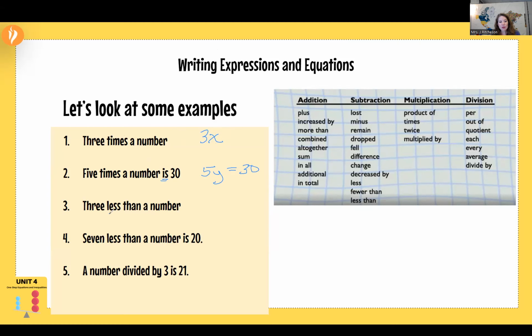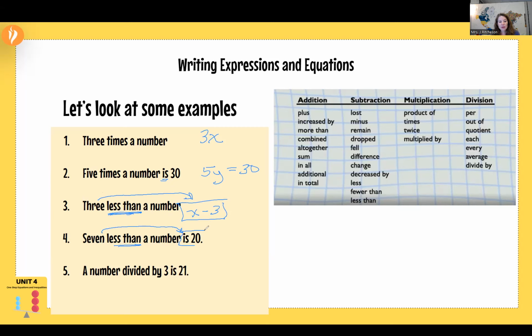3 less than a number. Hopefully you guys remember "less than" is one that has reverse order. So you're actually going to start with your variable and then subtract 3 from it. Don't forget that when you're doing your practice problems this week, make sure you have these in the right order. 7 less than a number, 7 less than a number.